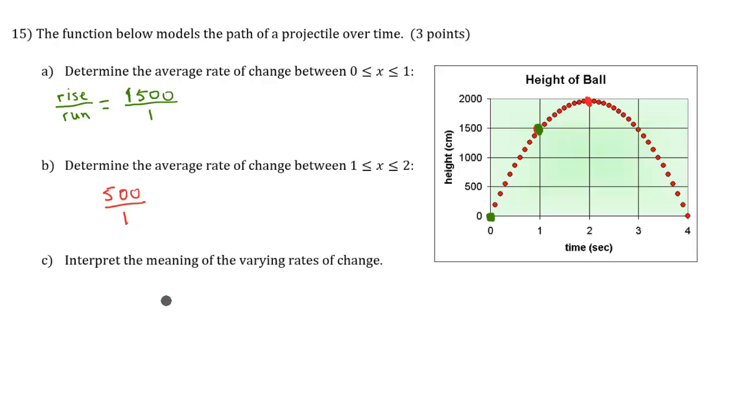Now part C asks us to interpret these varying rates of change. So it looks like at the beginning, from 0 to 1 second, we were increasing at an average rate of change of 1500 right there. So as we got farther along, we went from 1 to 2 seconds. It seems like our ball's kind of leveling off as it approaches the maximum height. So then it slows up a little bit and it's getting ready to fall back down to the ground. So that's why we have a slower average rate of change. It's only going to be 500 centimeters per 1 second.